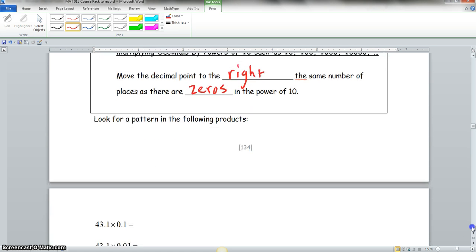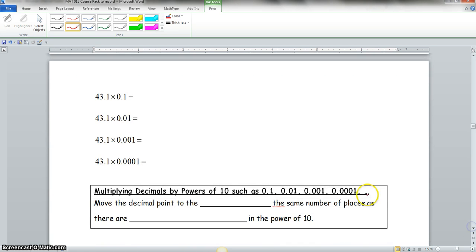It says look for a pattern in the following products. Okay, now we multiply by the powers of 10. Now we're going to deal with the powers of 10, but going on the other side of the decimal. So the powers of 10 goes 0.1, 0.01, 0.001, 0.0001, and so on. Now what you notice here, this is 1/10, 1/100th, 1/1,000, and 1/10,000. Then you'll go to 1/100,000, and so on.